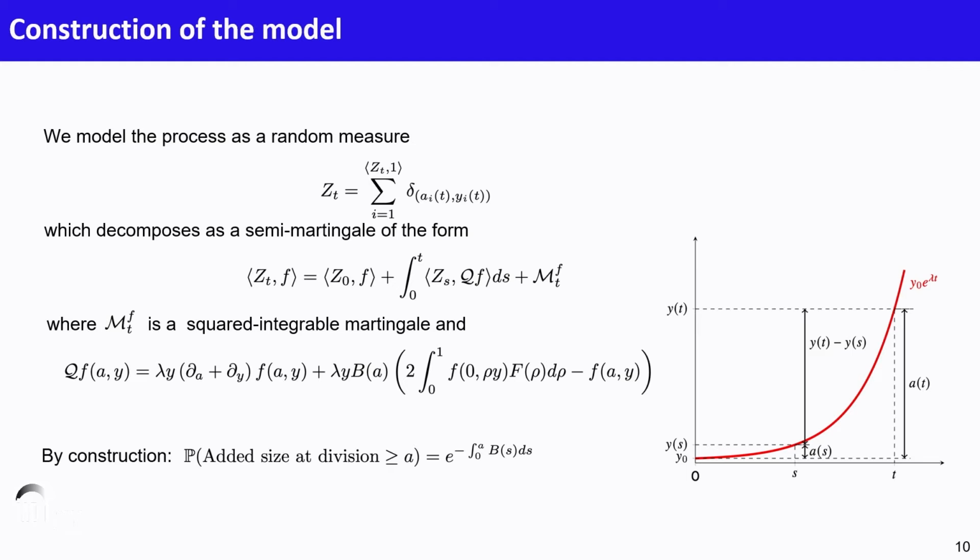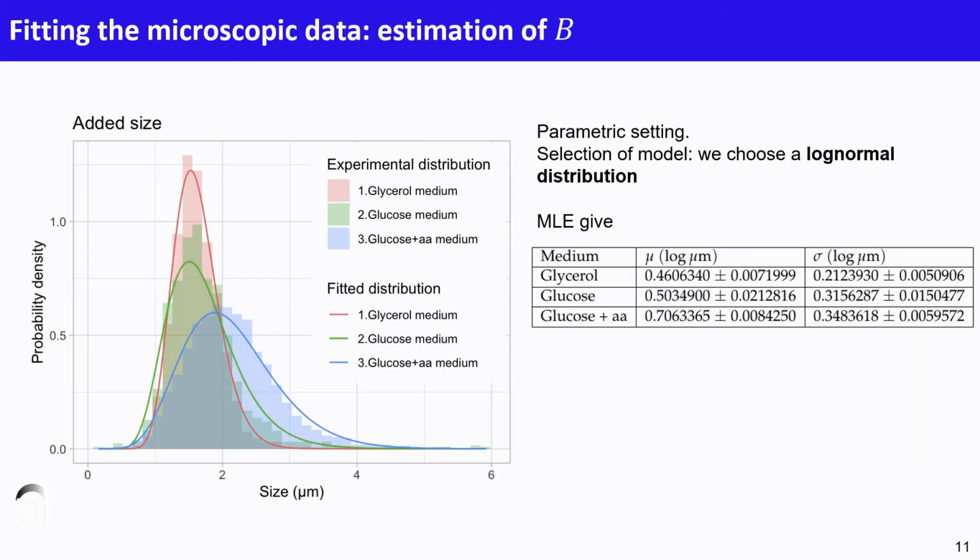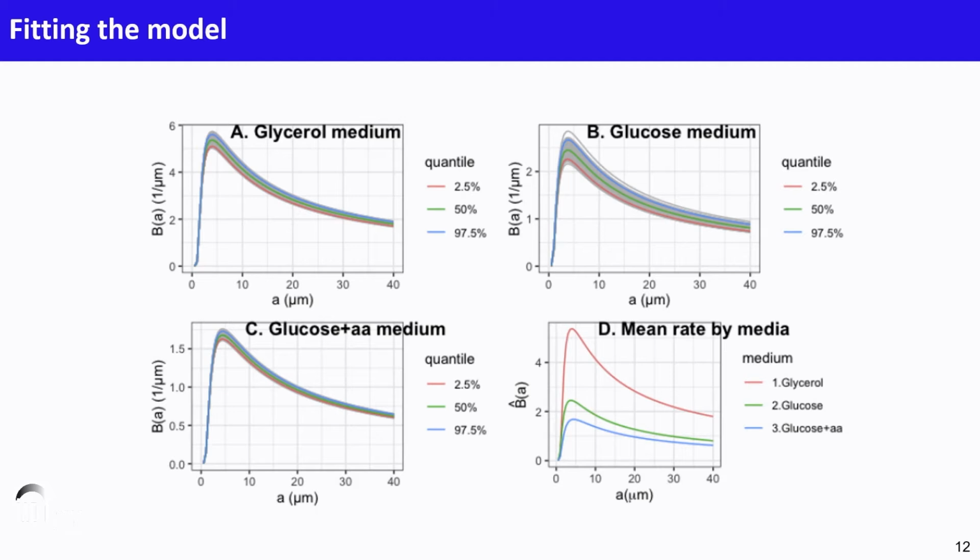From that, using a distribution for the Mother Machine data is pretty much straightforward, because since I said that I want to fix my distribution of the added size at division, I just had to look at the data, try to fit them, and find the b that is the best. So we first tried some parametric setting, for a different family of models. We choose the log normal distribution to fit the distribution of the added size obtained by the Mother Machine, to obtain the parameters and then to infer the form of b using them for the 3 different media. So this is the form of b for a log normal model.